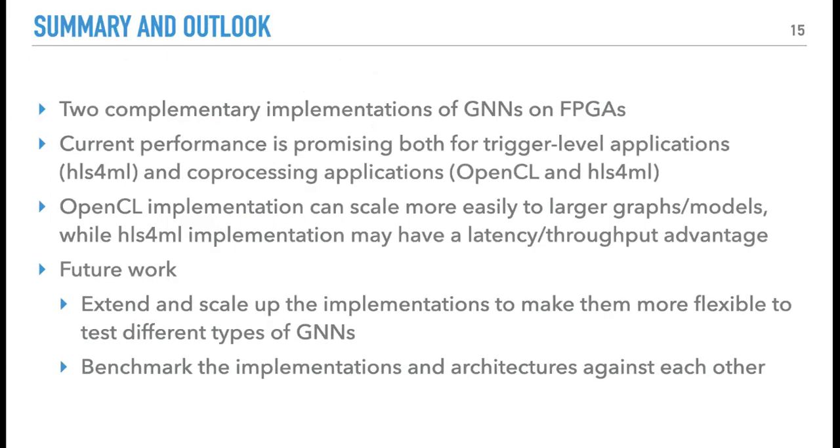Okay, so to summarize, I've shown two complementary implementations of the GNNs on FPGAs. The current performance seems to be promising both for potentially trigger level applications with the HLS4ML one, and also co-processing applications, which might be possible with both of the OpenCL and HLS4ML implementations. The OpenCL implementation is able to scale more easily to larger graphs and also larger models. But the HLS4ML implementation does have a latency or throughput advantage.